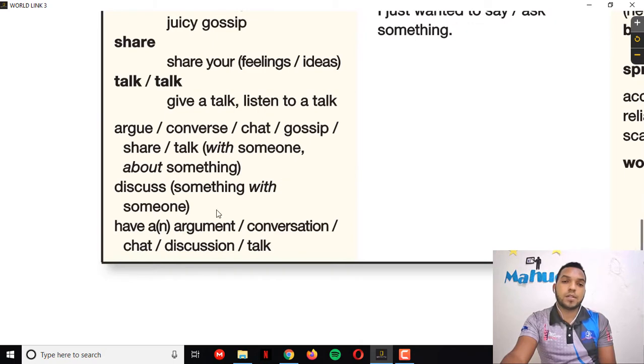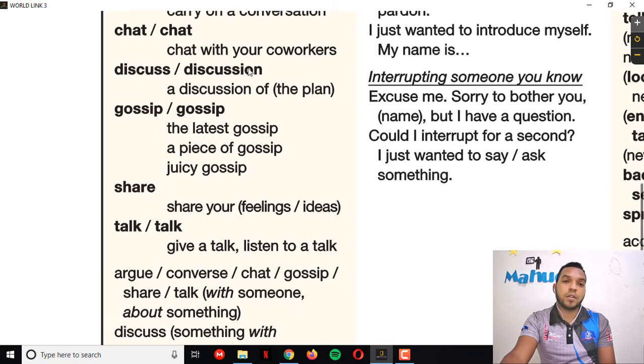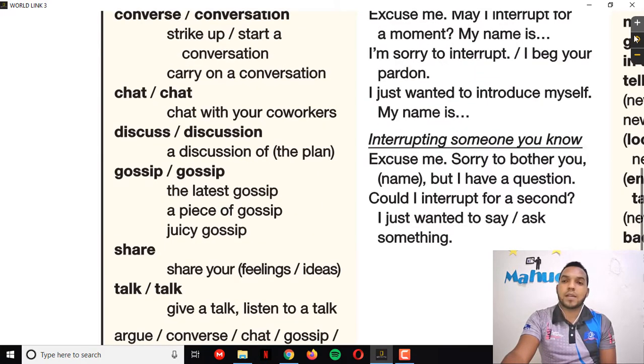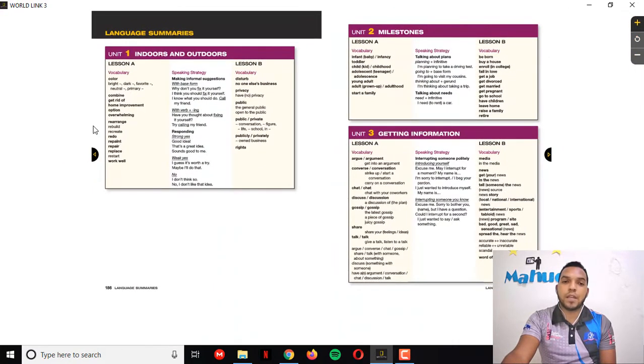So over here, this is the same that we were having on the top. Give, converse, chat, gossip, share, talk with someone about something. Discuss with, in this case, something with someone. And have an argument or a conversation, a chat, discussion, or talk. So that is actually the vocabulary of Unit 3.